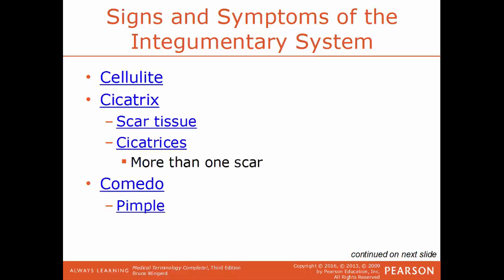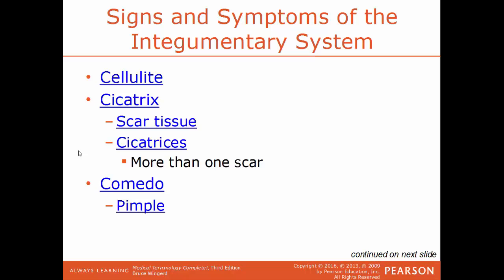See, cellulite. This is an area of fat deposits that are found under the skin, usually around the hips and the thighs. And the way that the fat is deposited, it gives the skin a very dimpled appearance. That's called cellulite. Next one, cicatrix. This is the formal name for a scar after a wound is healed. And whenever you have more than one scar, those will be collectively called cicatrices. So you can't just add an S to the end of this word because it ends with X. So cicatrix is one scar. More than one scar would be cicatrices.